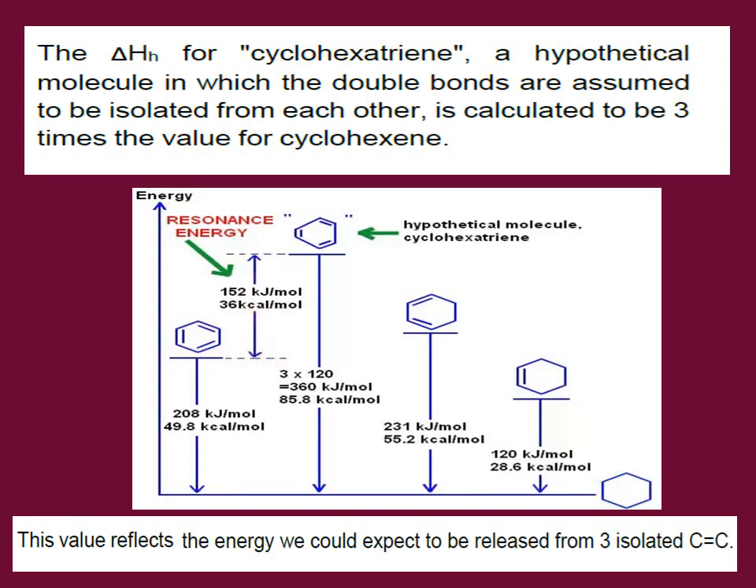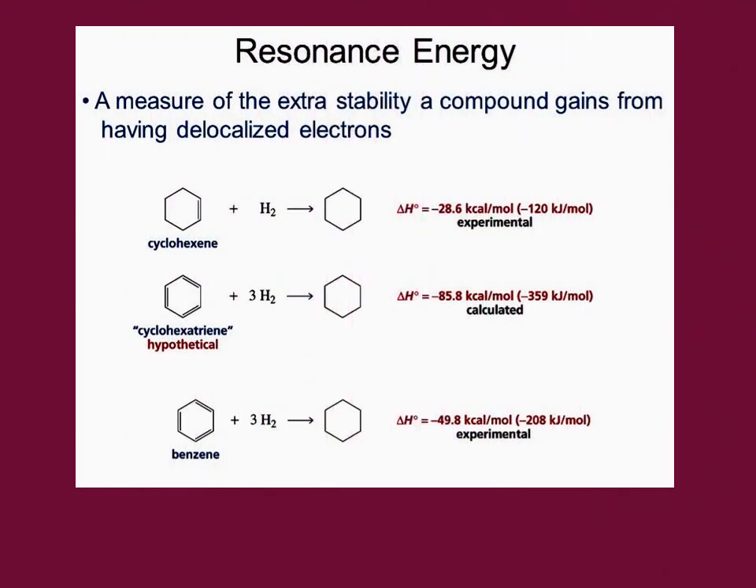Now students, just for your better understanding, look at these chemical equations. This is cyclohexene. When 1 mole of hydrogen is added, it is converted into cyclohexane, a saturated cyclic compound. The delta H is 120 kilojoules per mole. Now if we have a hypothetical cyclohexatriene, means having 3 double bonds, we have to add 3 moles of hydrogen to convert it into saturated cyclohexane. The amount of energy should be 3 times 120. It is 359 kilojoules per mole.